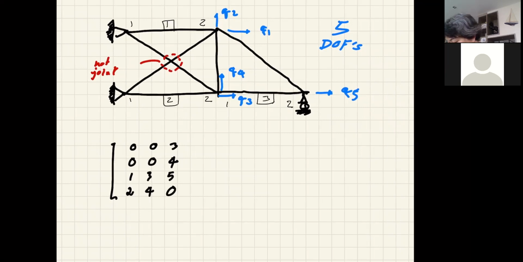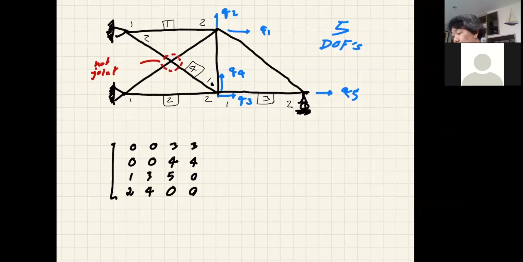Now let's move on to member number 4. I'm calling this one member number 4. And my local node shall be, this is 1 and then that is 2. So the code for member number 4, local node 1 is here. That means we have Q3 and then Q4. Move on to local node 2. We don't have any movement because it's a hinge. So it's 0 and 0.